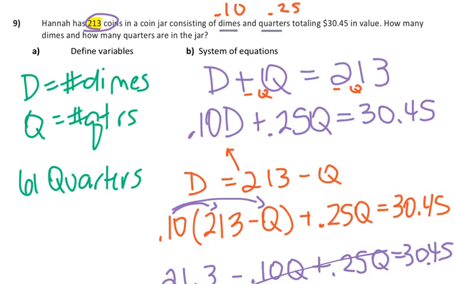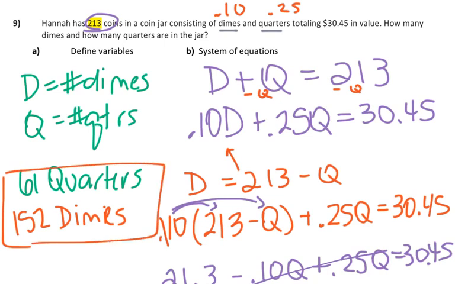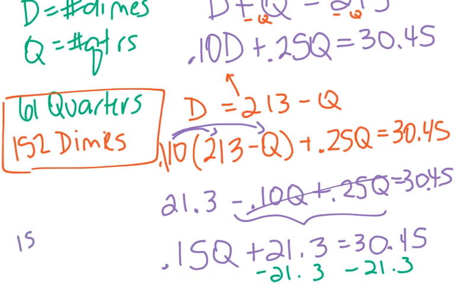So if she has 61 quarters and 213 coins altogether, how many dimes does she have? So you would do 213 minus 61, and you find out that she has 152 dimes. So there's your answer. And you can check to make sure. So if you have 152 dimes, how much money is that? It's $15.20. If you have 61 quarters, how much money is that? It's $15.25.